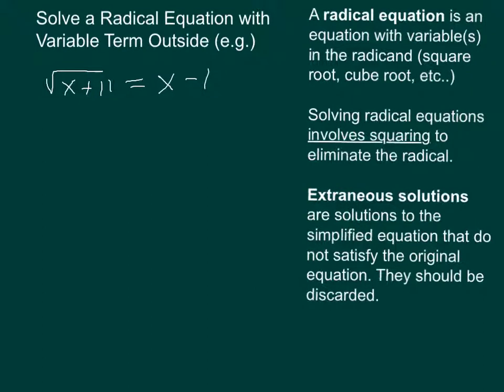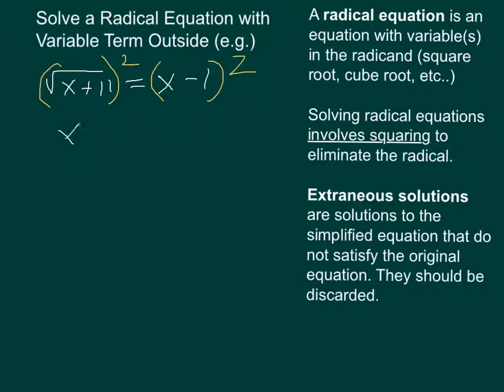In this case, we have a radical equation. The x is under the radical, but we also have an x outside the radical. That's what I'm trying to talk about in my title. So I'm still going to solve the radical equation by squaring both sides, but as we'll see, that's going to do something a little different.